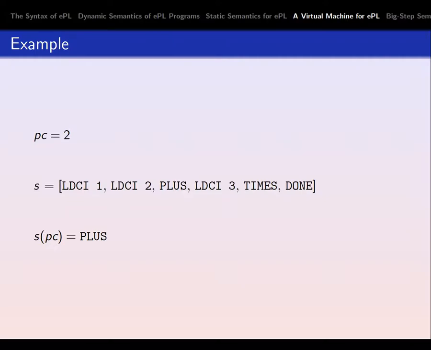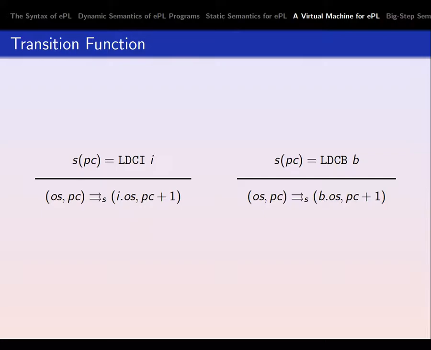Okay? So, if we have, for instance, a program counter of 2, we're going to index the list of instructions, the program S, with this program counter, which is just an index. So S at the current PC, the instruction at the current PC, is plus. We start from 0, as computer scientists do in general. All right, and let's define our transitions.